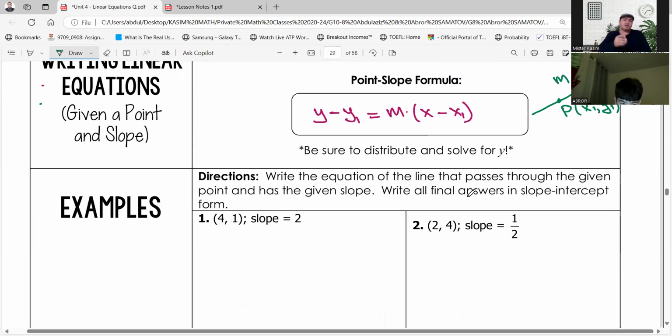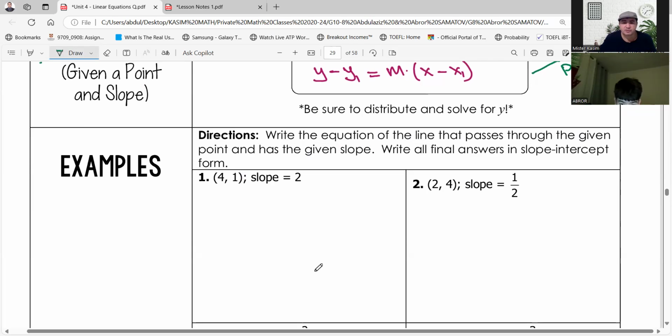So Abror, in this chapter, there are four things now that you should know. Number one, slope formula, y2 minus y1 over x2 minus x1. Slope-intercept form, y equals mx plus b, right? Standard form, ax plus by equals c. Now we added one more, point-slope formula, y minus y1 equals m times x minus x1. They are very commonly used formulas.